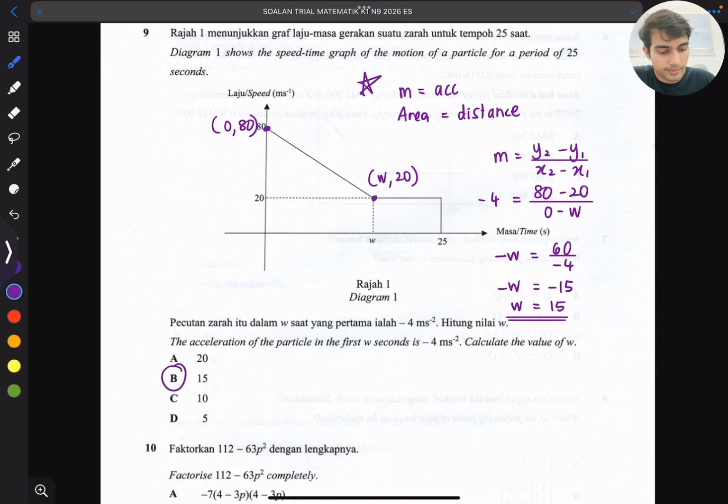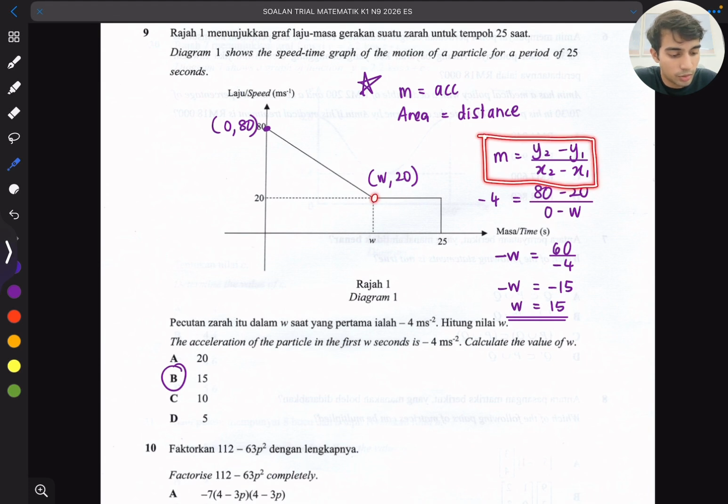B. Okay, so we use the gradient formula. And then this one, you write your coordinates properly, then you can do that. That's it. Done.